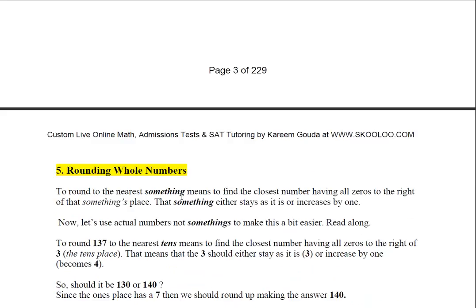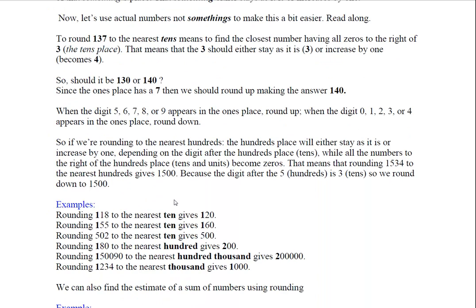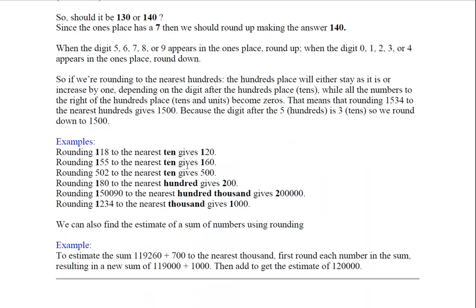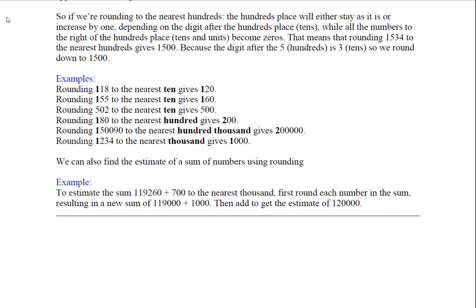Okay, number 5, rounding whole numbers. Very basic. It's explained here in detail. Let's just go to the examples really quickly together. If you look at this one, for example, round 118 to the nearest 10. First thing I do is determine where the tens place is in the question. In 118, this is the tens, the second one, the one in the middle.